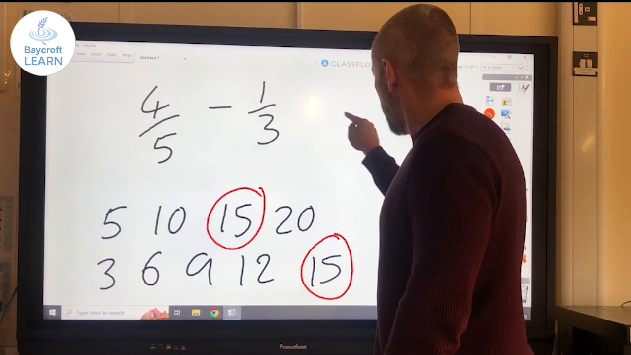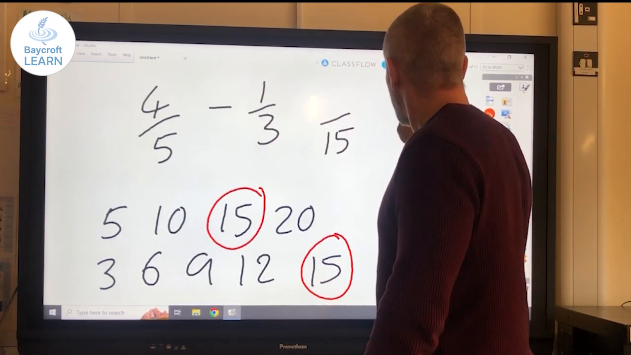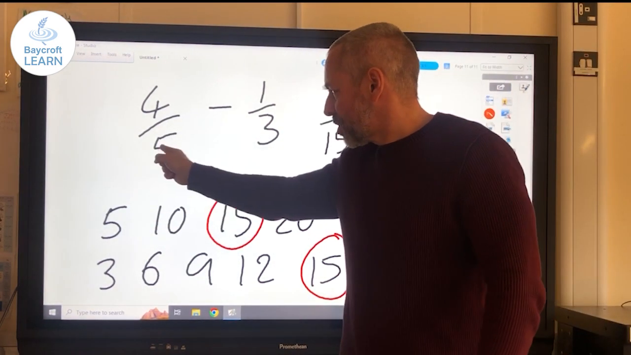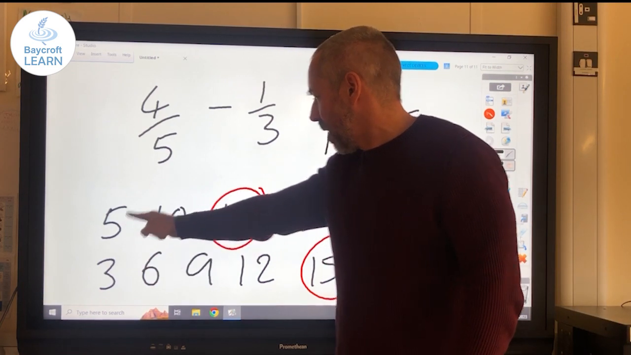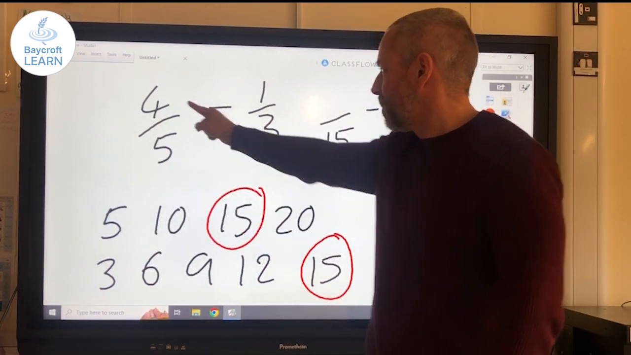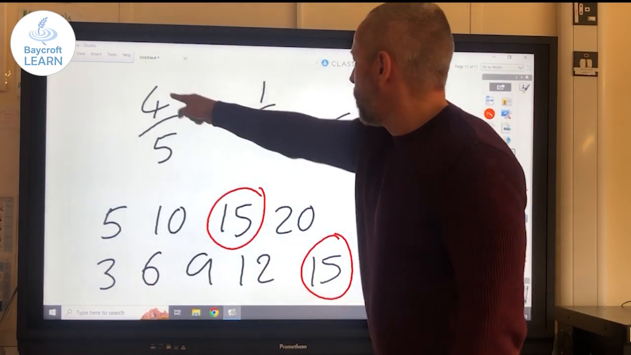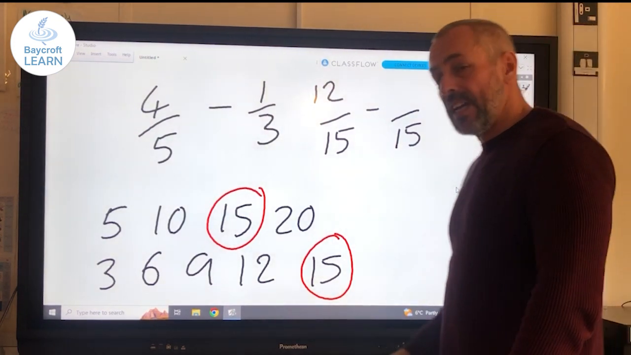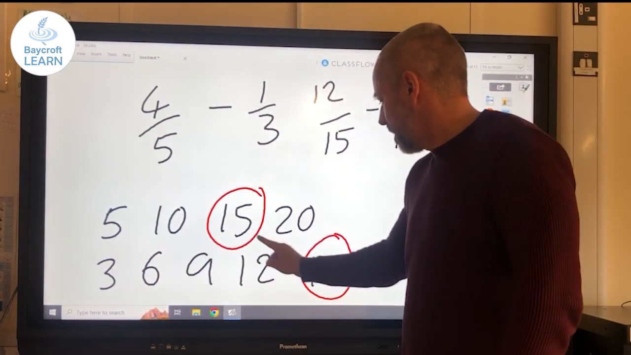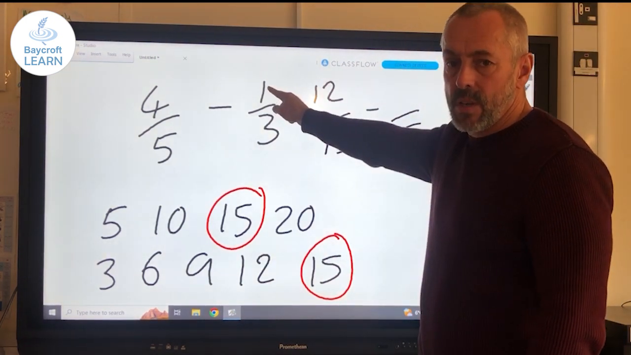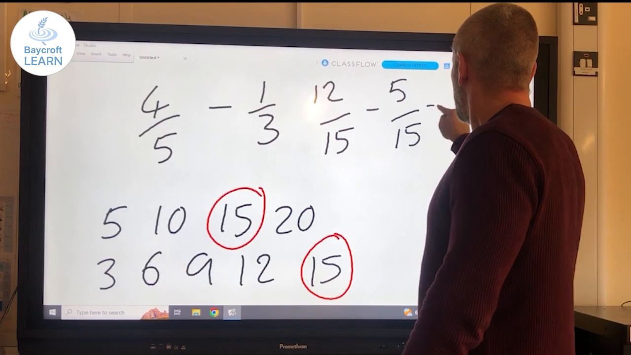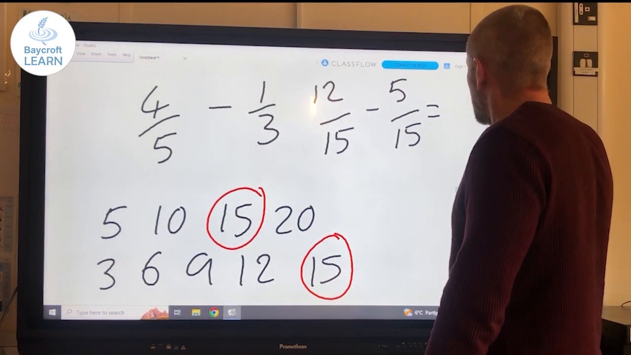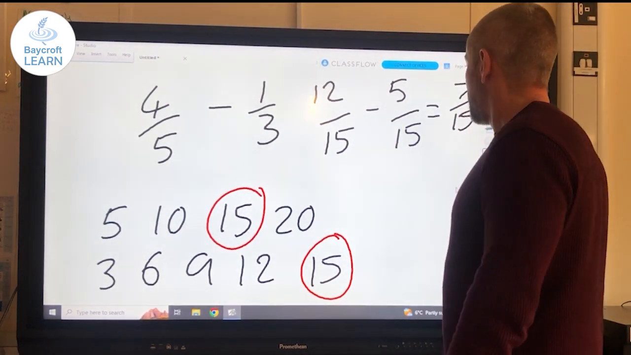Okay? So we're going to rewrite this question, but with both fractions over 15. But what have we done in order to turn that 5 into 15? We've times it by 1, 2, 3. Okay, which means we have to times the top by 3. So 4 times 3 will give us 12. What have we done to the 3 to turn it into 15? We've times it by 1, 2, 3, 4, 5. Which means we have to times the top by 5. And now we can work with it. Okay? 12 take away 5 will give us 7 over 15.